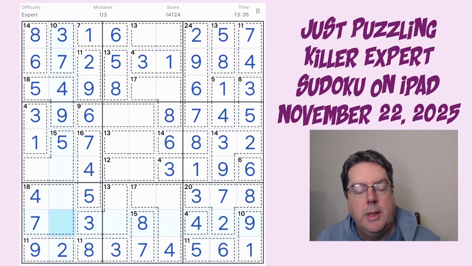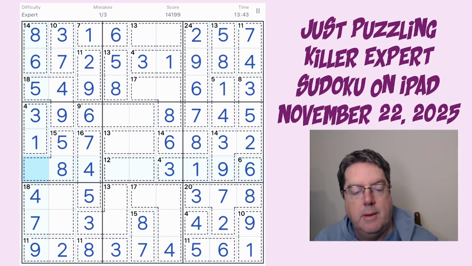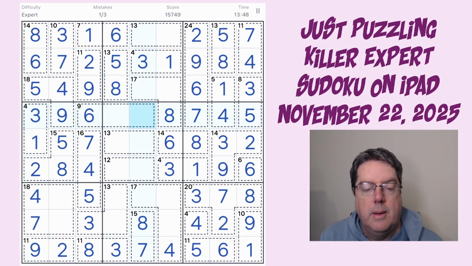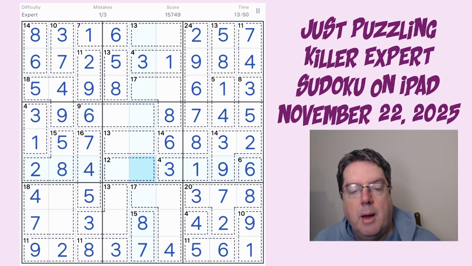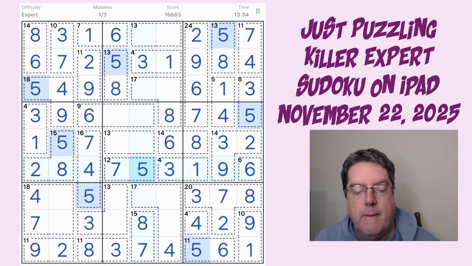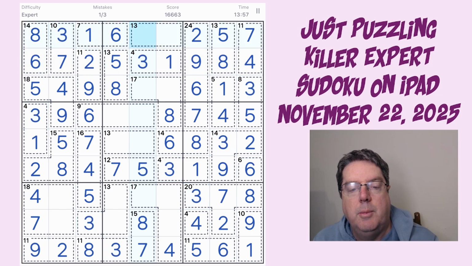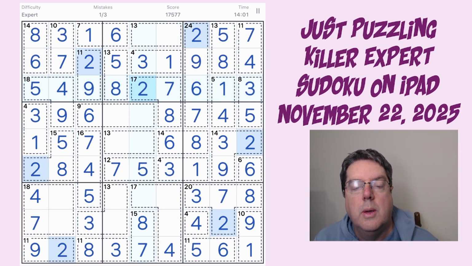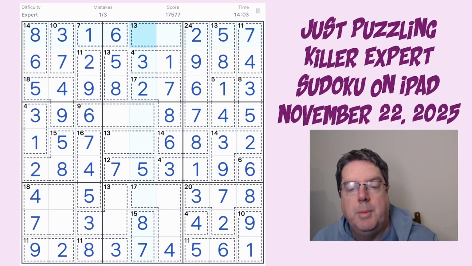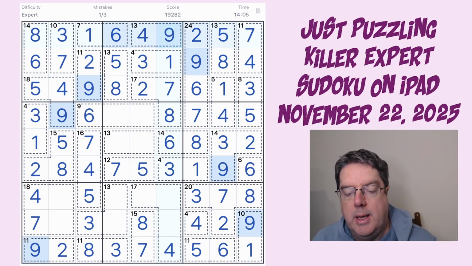So 1, 6 here. 1, 2, 3, 4, 5, 6, 7, 8. So that's an 8, leaving this to be the 2. 2 still up there with the 1. 7 can't be here anymore, so that's a 7, leaving this to be the 5. Alright, so 7 comes up here, 7 comes across here, so that's a 7, leaving this to be the 2. 9 and 4, 4 comes up here, so this is a 4, leaving this to be a 9.